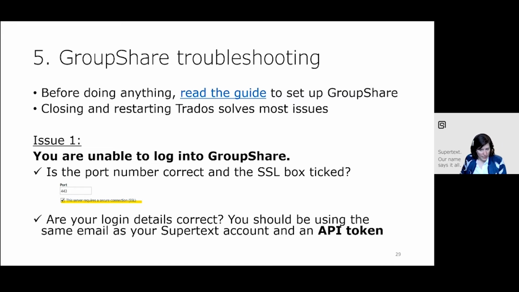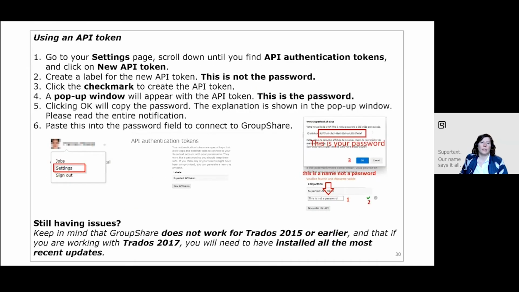How do you find an API token, you ask? To find your API token, go to your settings page in the Supertext system. Scroll down to the very bottom to API authentication tokens and click on New API token. Then create a label for the new API token. This is not the password you enter into group share, and the label can be whatever you like. Supertext API token, my API token, whatever you want.